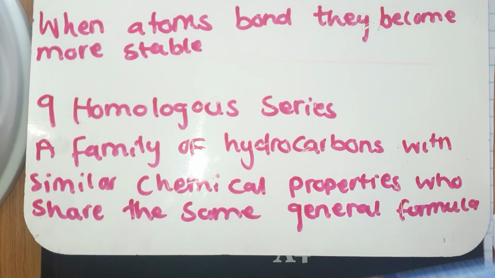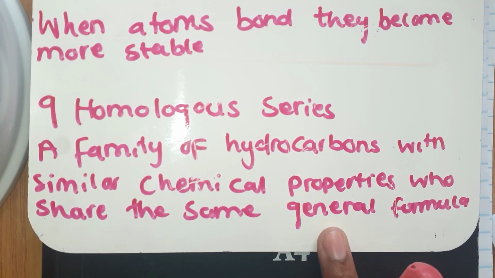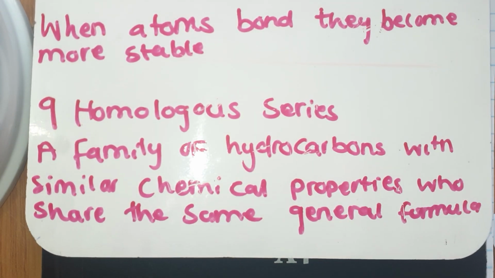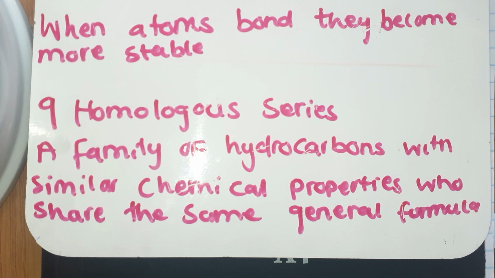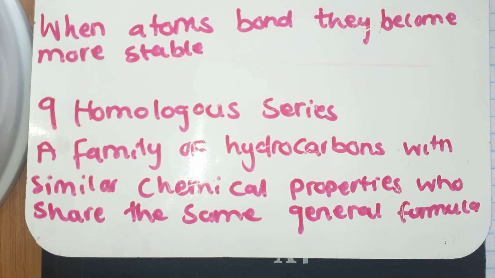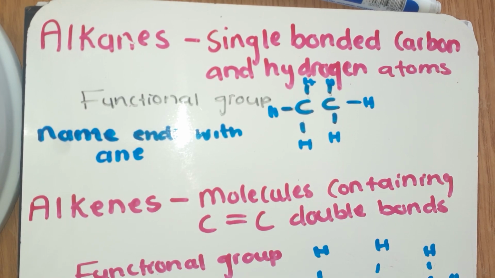And in grade 12, we will be doing 9 homologous series. And homologous series is a family of hydrocarbons with similar chemical properties who share the same general formula. And today we're going to be doing how do you recognize this homologous series. All right, and the first one that we'll be doing is alkanes.